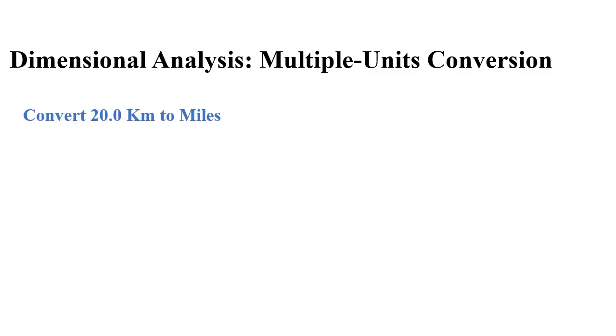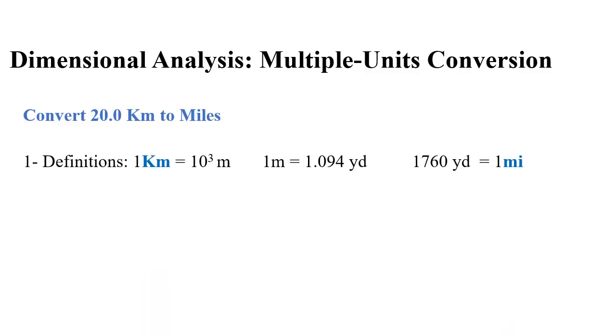Now, to change kilometers to miles, he might give you the following definitions. 1 kilometer equals 1000 meters. 1 meter is 1.094 yards, and 1760 yards is 1 mile. So we have definitions from kilometers to meters, and then meters to yards, and then yards to miles. Using these three definitions, we can convert from kilometers to miles. It is a multi-step method.